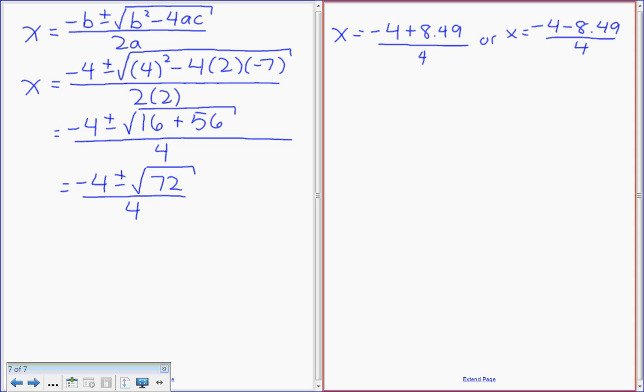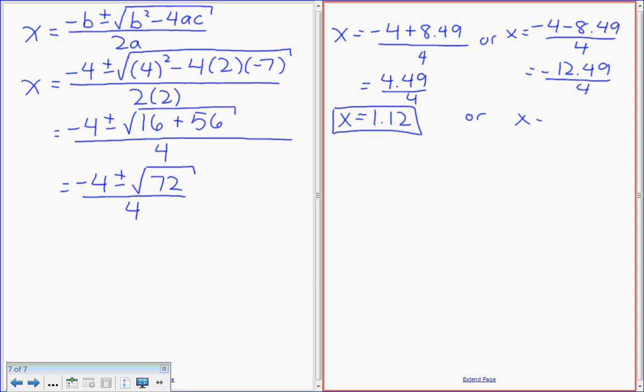All right, negative 4 plus 8.49 is going to be 4.49, I think. Divide that by 4, I should get 1.12. Here it's going to be negative 12.49. And here it's going to be, let's get the old calculator out, whoops.